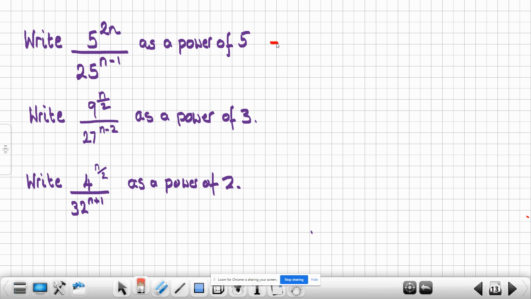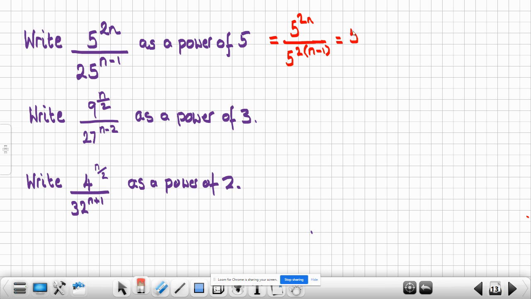So we're going to leave the top exactly as it is. And the bottom we're going to rewrite as a power of 5. So we can put 5, and of course 25 is 5 squared. And then, rule of indices, that's going to be multiplied by n minus 1. Okay, and that's our first step.